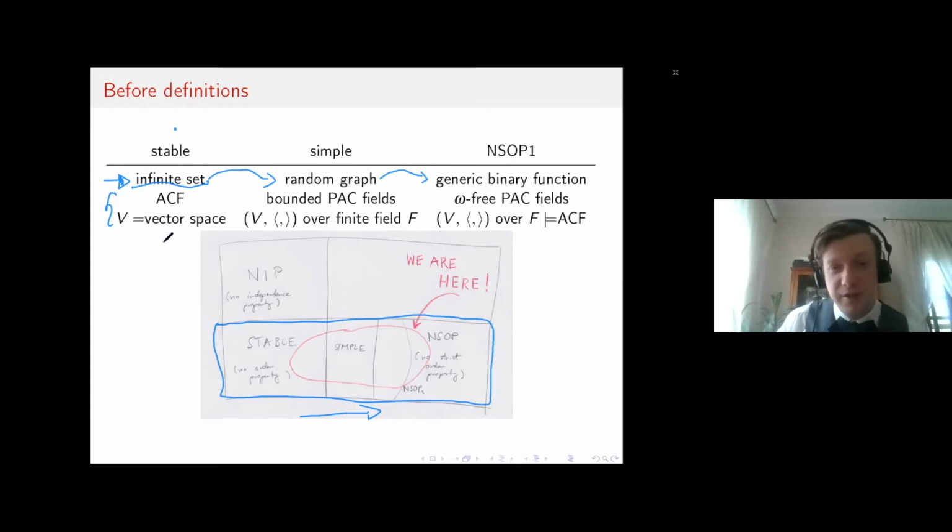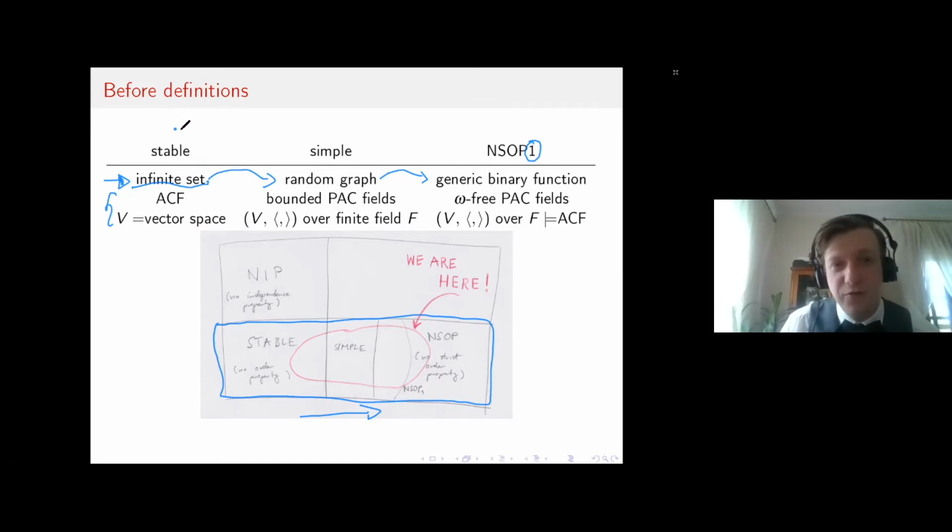And the last line is when you start with a vector space, that's stable, but a vector space with a bilinear form over a finite field will be simple, not stable. And if you take a vector space with a bilinear form over an infinite field which satisfies the axioms of ACF, that will be NSOP1. That's a part of NSOP, so not so important here.